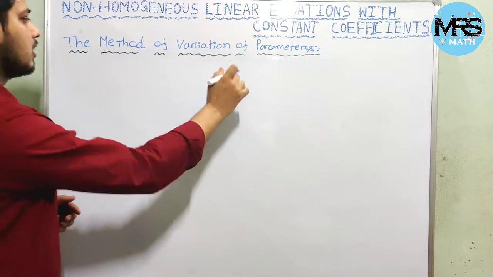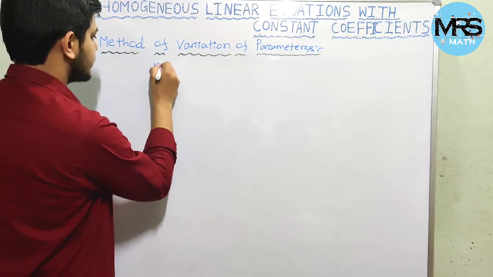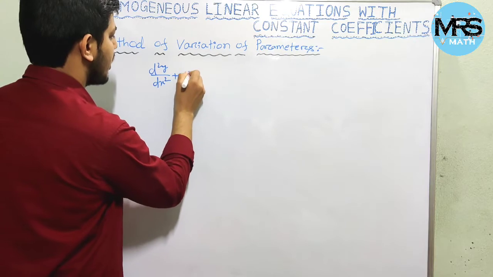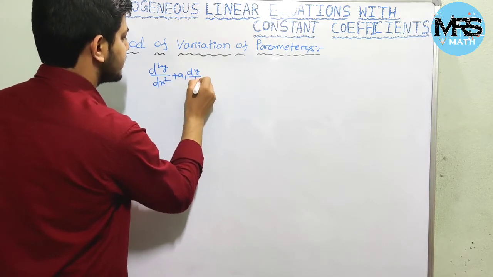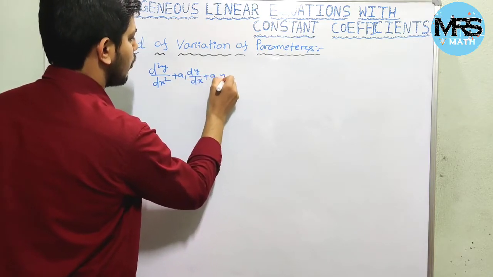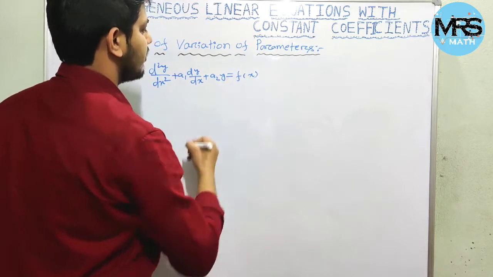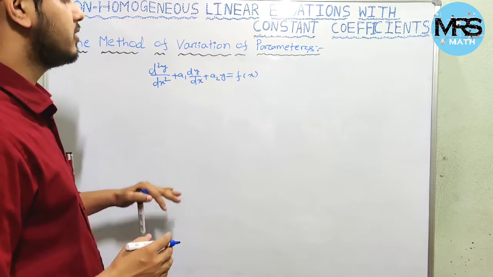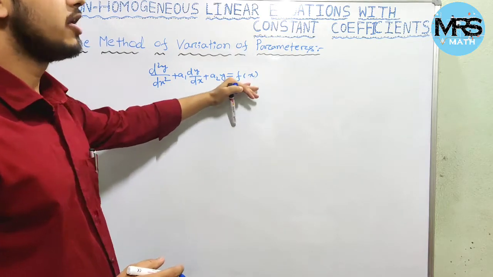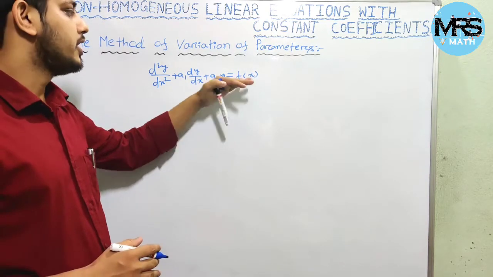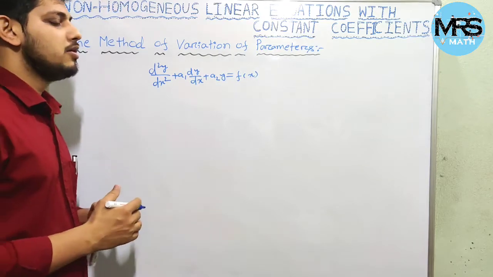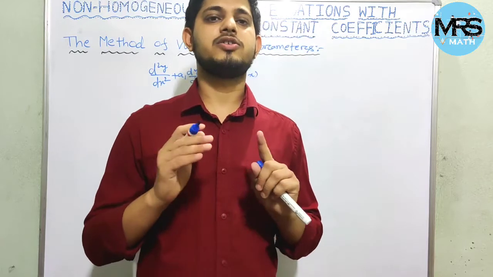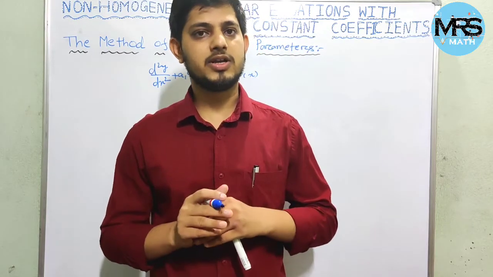So the differential equation is of the form d square y by dx square plus a1 dy by dx plus a2 y equal to f of x, right? So this is a second order differential equation, and this is non-homogeneous. So here how can we get the particular integral? We know the general solution is the sum of the complementary function and the particular integral, right?